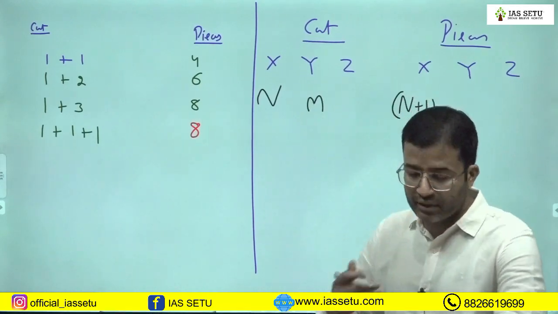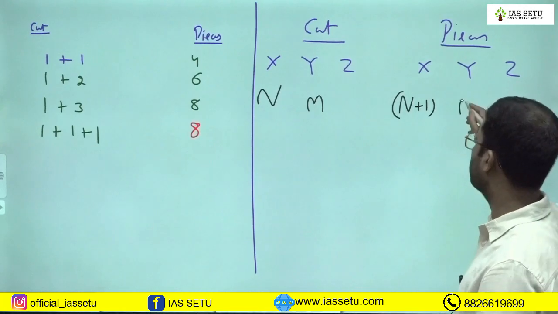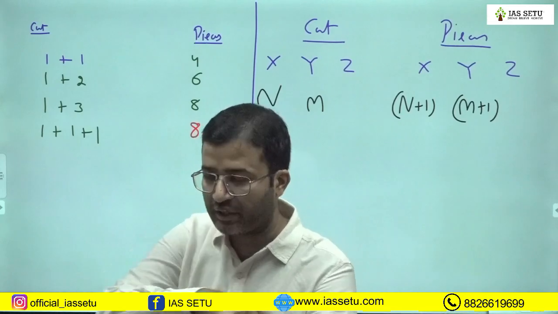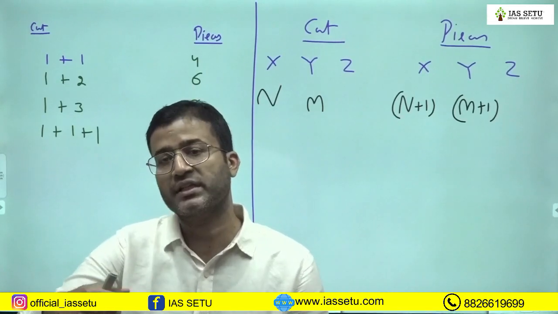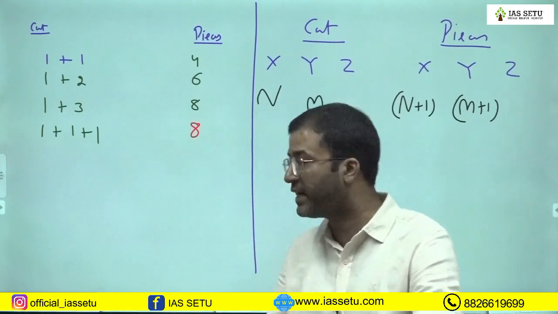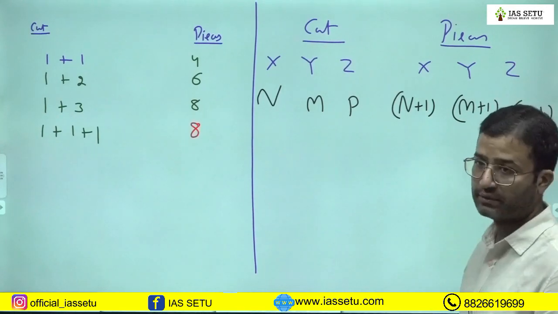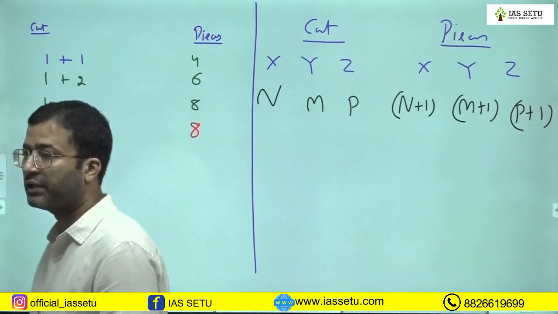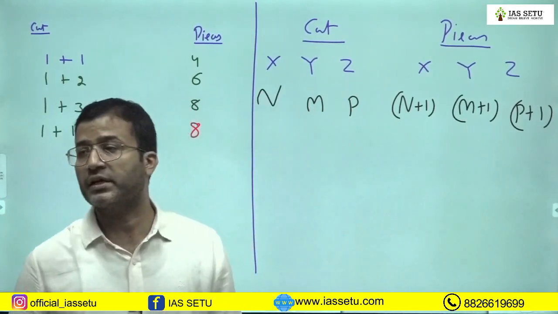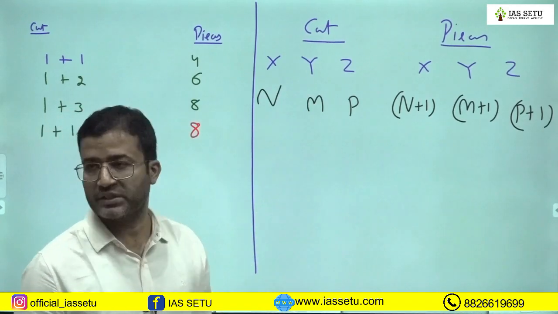If you make m cuts on y axis, along this y axis, you will get m plus 1 pieces. However many cuts you make on the y axis, you get one more piece than that. If you make p cuts on z axis, then you get p plus 1 pieces along z axis. N cuts give you n plus 1 pieces, m cuts give you m plus 1 pieces, p cuts give you p plus 1 pieces. Rule is cut to pieces we always add 1.